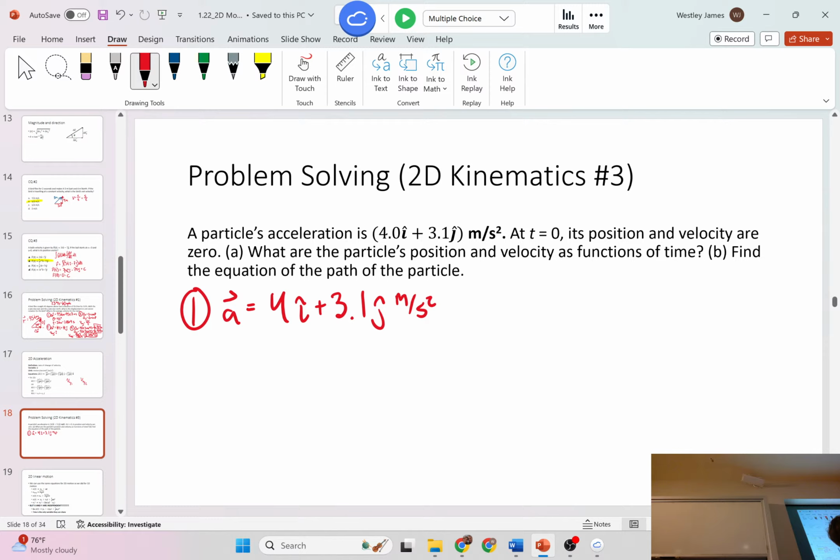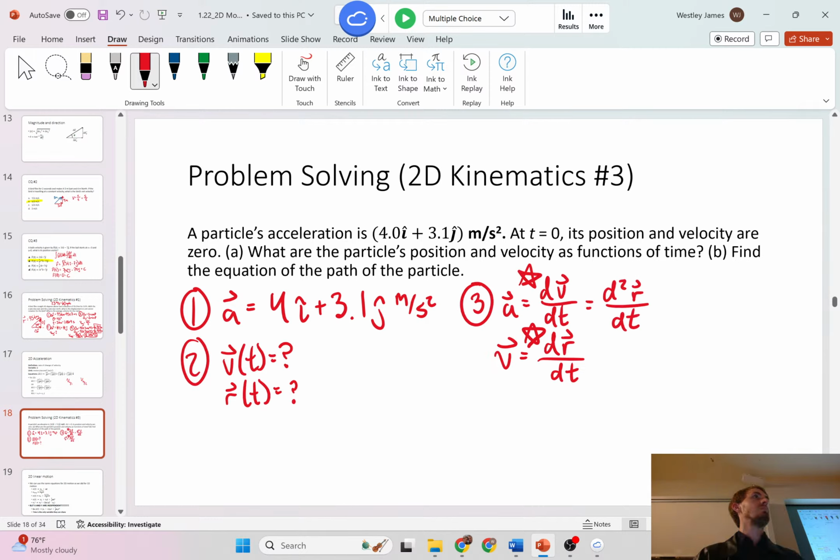So acceleration is the derivative of velocity with respect to time. Velocity is the derivative of position with respect to time. That means position is the second derivative. Or acceleration is the second derivative of position. Put them all there. Chew on it on your own time if you're unsure. If you got questions, come back and ask me exactly what happened here. But these two pieces here should hopefully make sense to you.